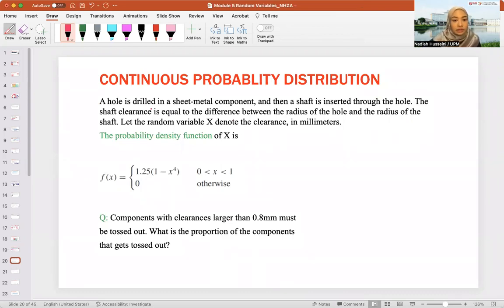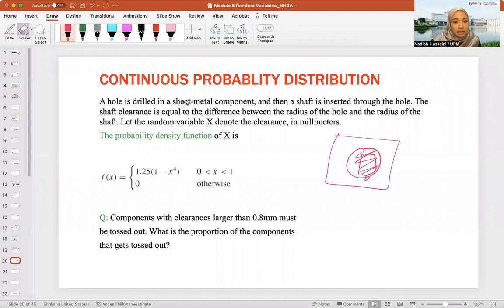Okay, so a hole is drilled in a sheet metal component. So we have a sheet and we are drilling a hole. Just trying to visualize that for you. And then a shaft is inserted through the hole. If you've done your assignment or your activity in class for AutoCAD, you would know what a shaft is. It's something really long with some endpoints. It looks like whatever you drew in your AutoCAD class. So you put a shaft inside that hole that you just drilled.